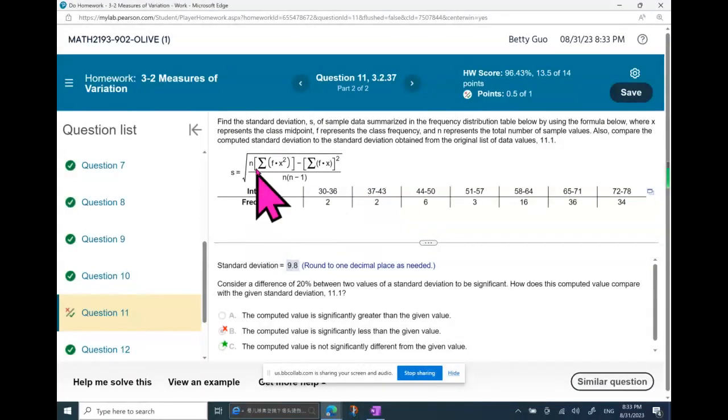For example, this question, they give you the formula, right? Do you need a formula for the sample mean? I don't think so.